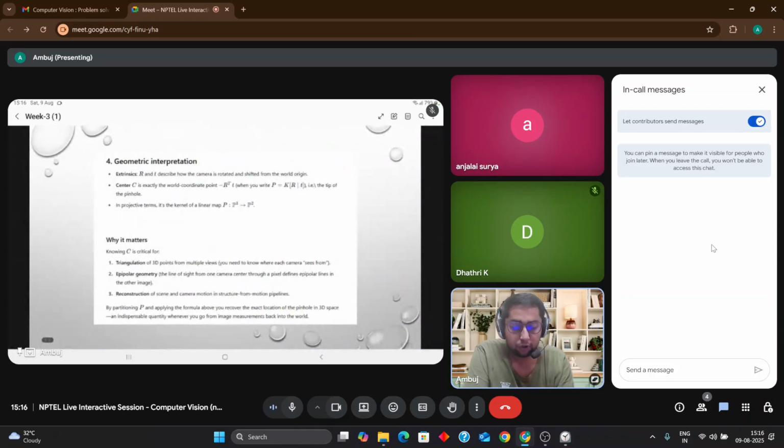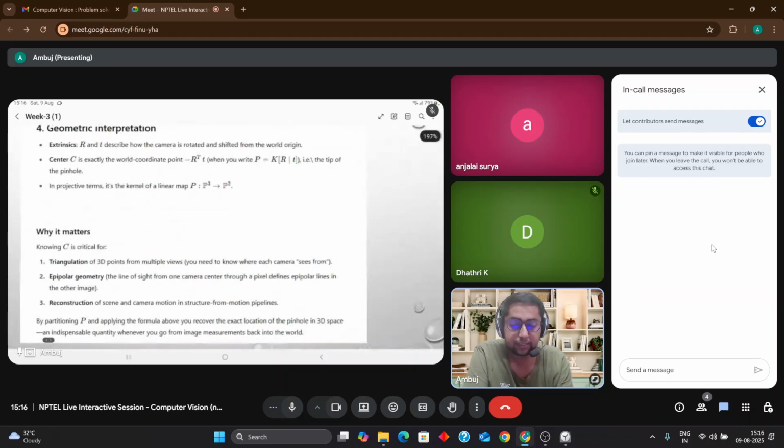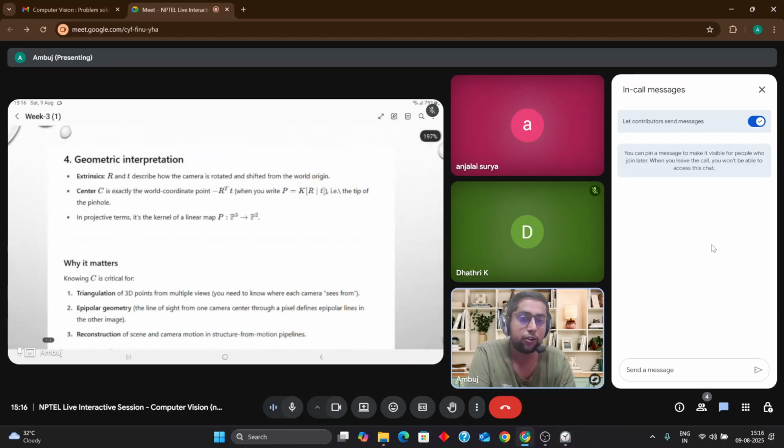Now try to see what the geometric interpretations of R and T are, which I already told you in the first slide. They describe how the camera is rotated and shifted relative to the world origin. And the center C is exactly the world coordinate point, related by R transpose T. Where you write P equals K[R|t]. That is the tip of the pinhole camera.